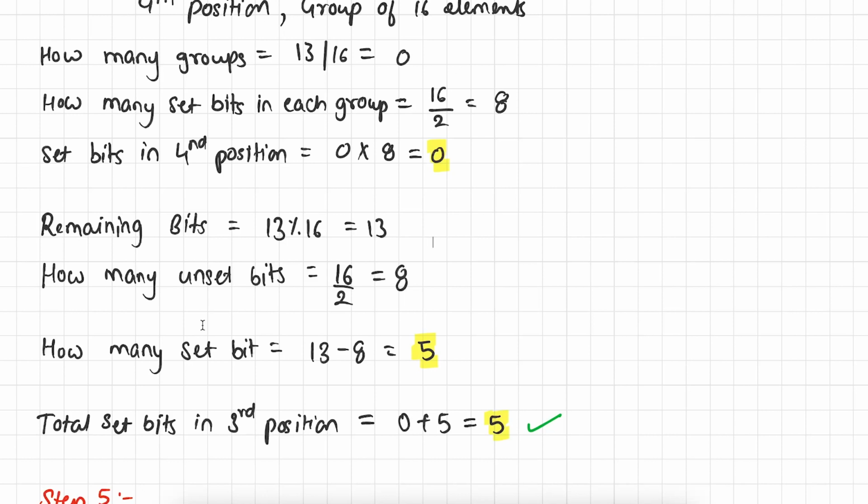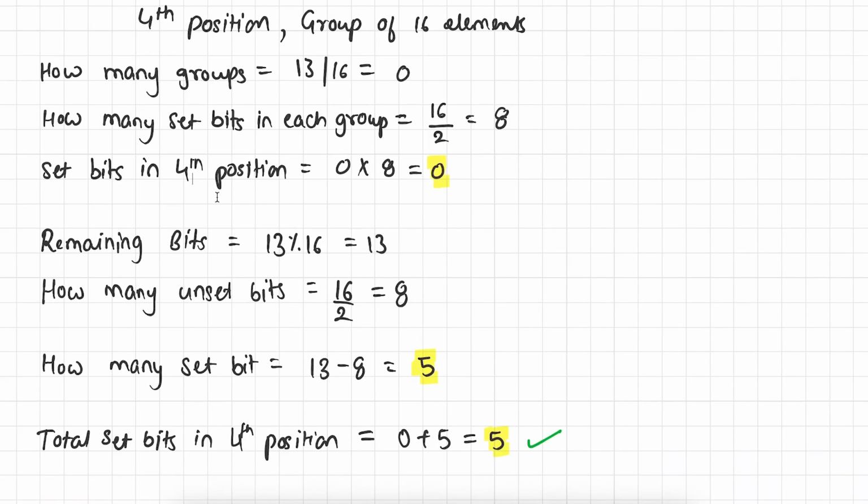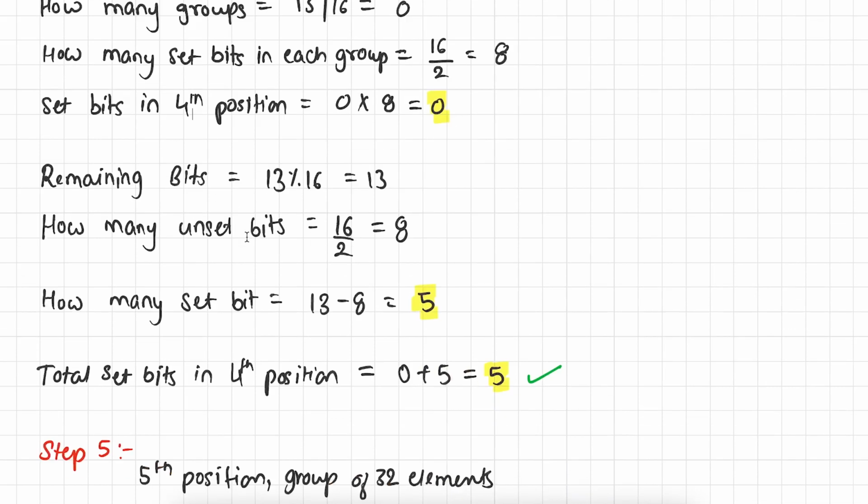And how many unset bits are there? 16 divided by 2, that is 8. It means there are total 13 bits. Out of 13 bits, 8 bits are unset. So we can easily calculate the set bits. Simply subtract 8 from 13, we get our set bits. So there are 5 set bits at this position. Okay. So the count of total set bits in 4th position comes out to be 0 plus 5. Okay. So 4th position is also done.